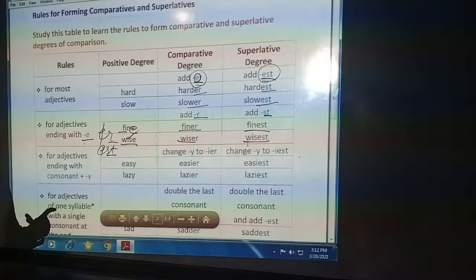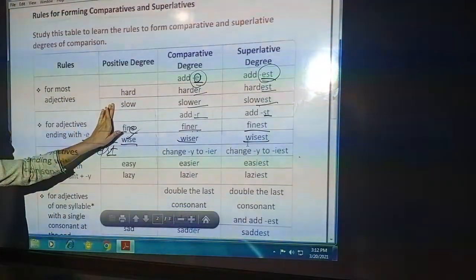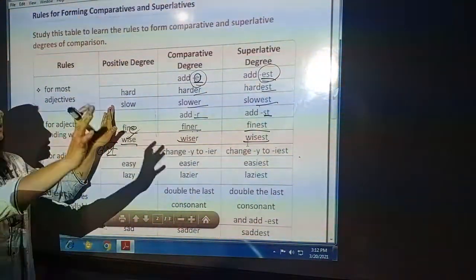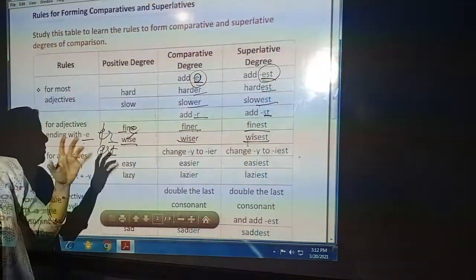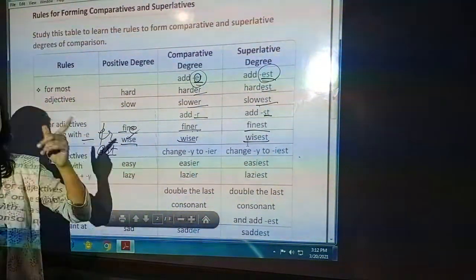The meaning of hard, that is strong. Slow, which is going in slow motion. Fine, that is okay, good. Wise, that means intelligent.